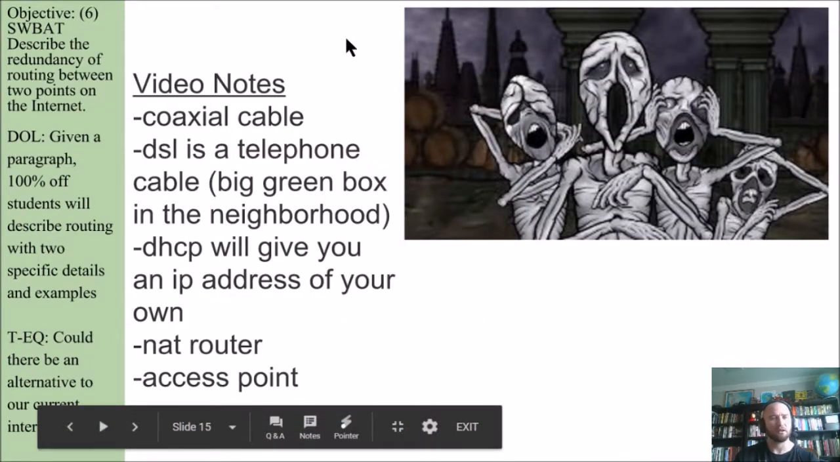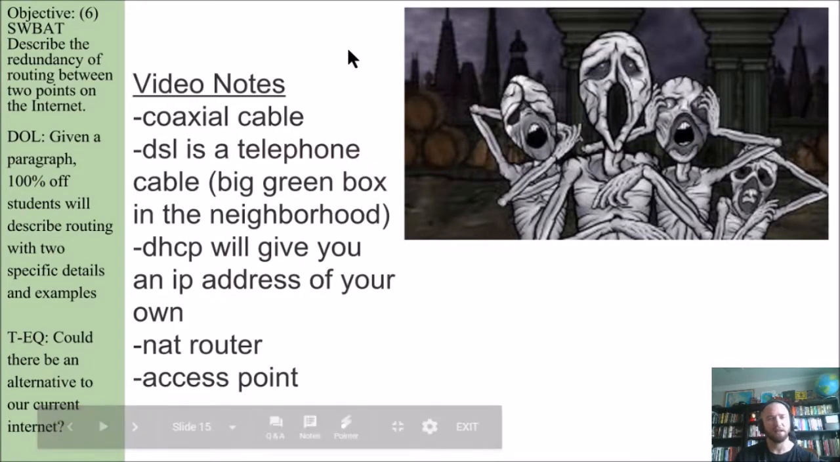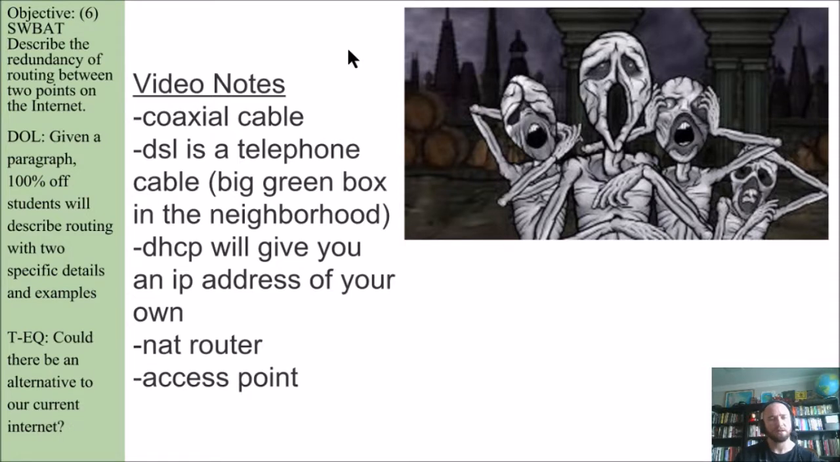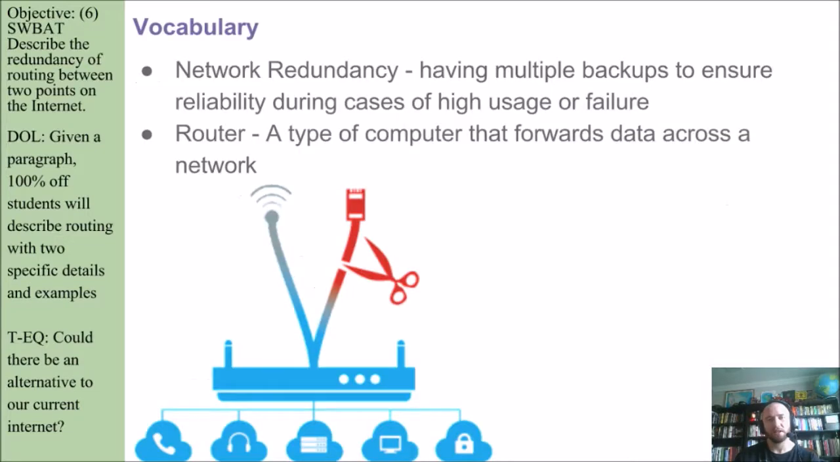And just some quick video notes that I found particularly fascinating while watching. He talks about coaxial cables. DSL is a telephone cable. Those are the big green boxes in your neighborhood. DHCP will give you an IP address of your own. He talked about a NAT router, access point, just some good things about our topic today.